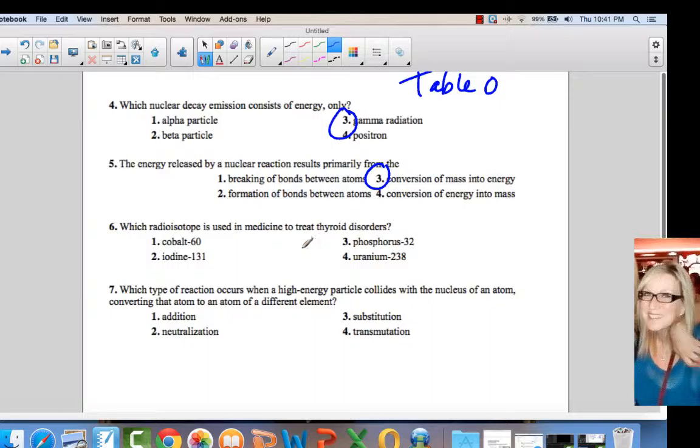Which radioactive isotope is used in medicine to treat thyroid? I just went over this with you. It's iodine-131. Which type of reaction occurs when a high-energy particle collides with the nucleus of an atom, converting the atom into a different element? Well, it's technically artificial transmutation, but they don't list that, so we'll just go with transmutation.